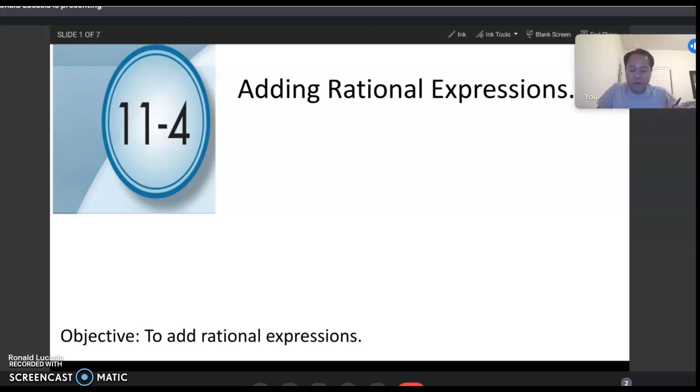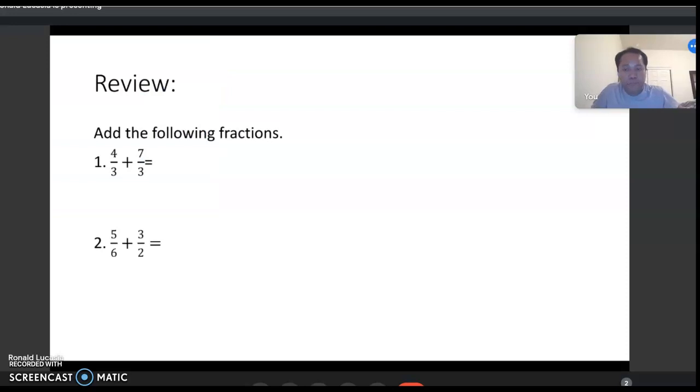So recall that when we add fractions which have the same denominator, or similar fractions, we only add the numerators and copy the common denominator, which is 3. So it's 4 plus 7 all over 3. The common denominator is 3. So that is going to be 11 over 3.